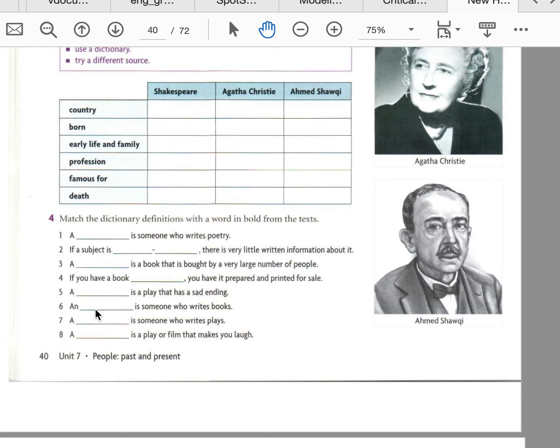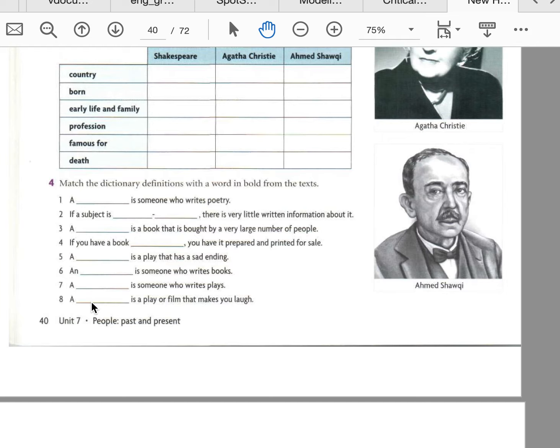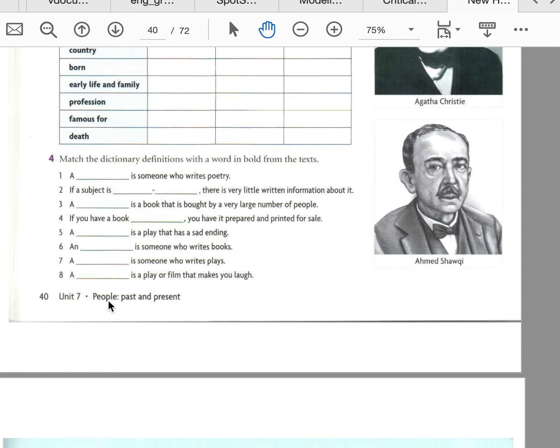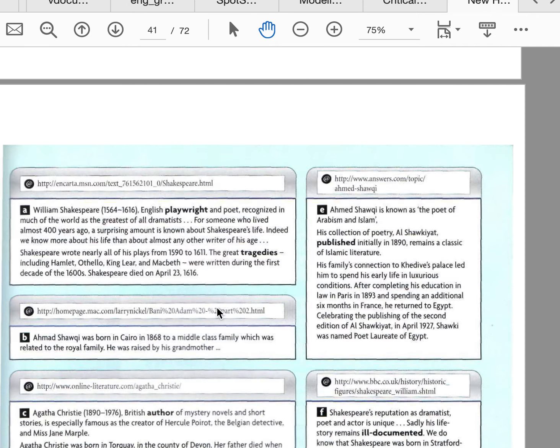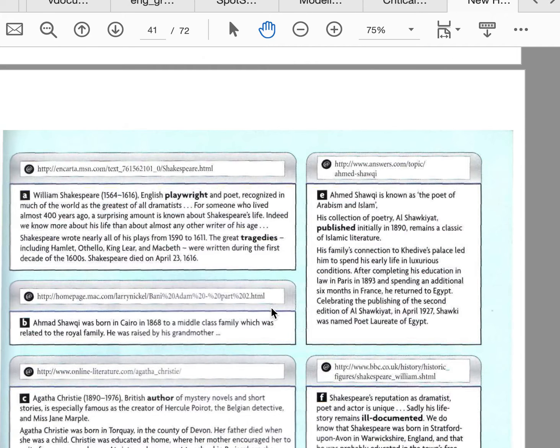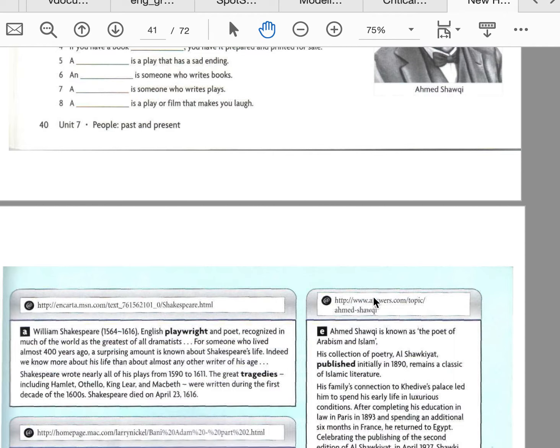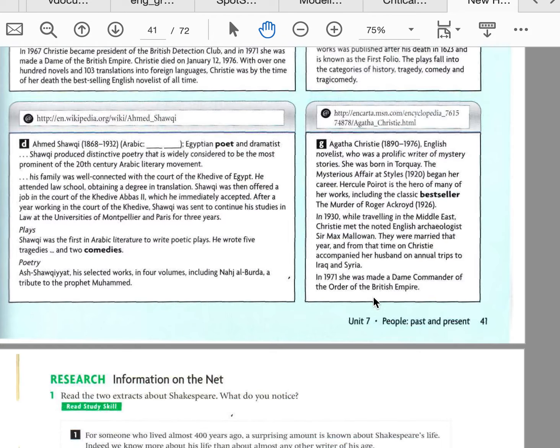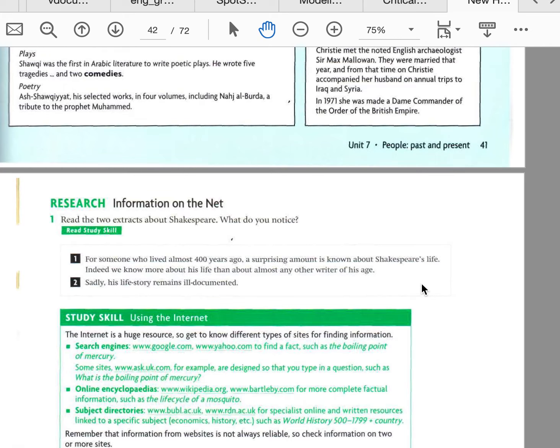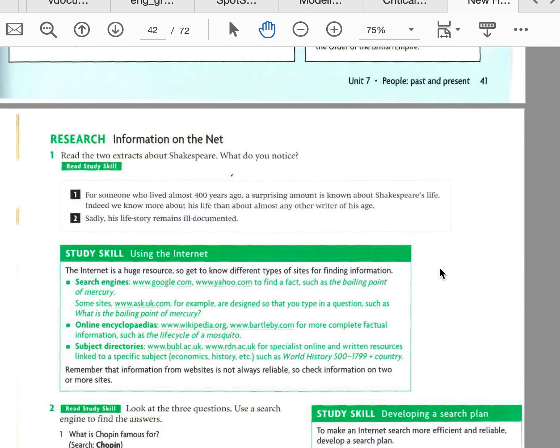And number 6: an author is someone who writes books. Number 7: a playwright is someone who writes plays. Number 8: a comedy is a play or film that makes you laugh. Of course, a comedy, we know this comic or comedy. These are plays that try to make people laugh.